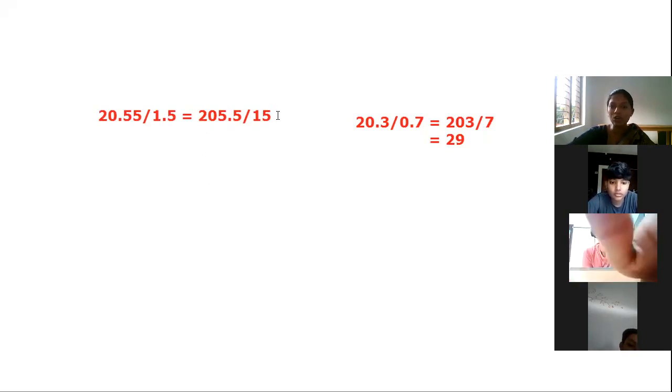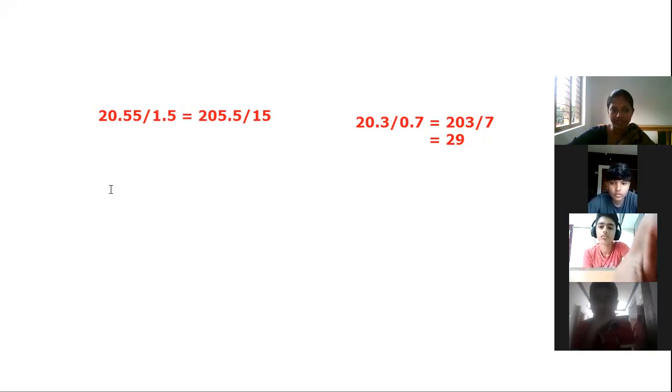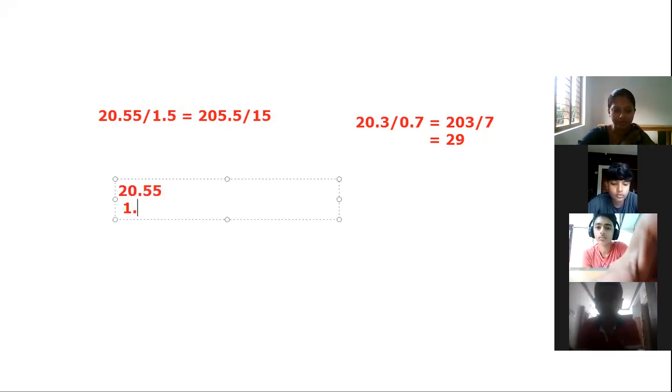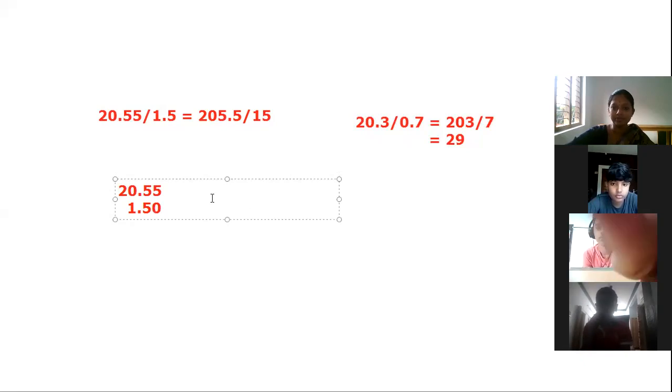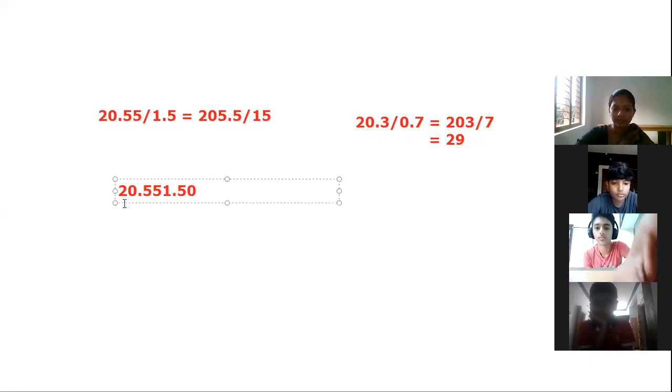Then in the case of the numerator also we have to make that same change. Look at here. Here we have 20.55 and 1.5. If this 1.5 can be written as 1.50, it is the same as 1.5. Now here we have both with 2 digits after the decimal point. In this case, how will you change this division? We can change it as 2055 divided by 150.